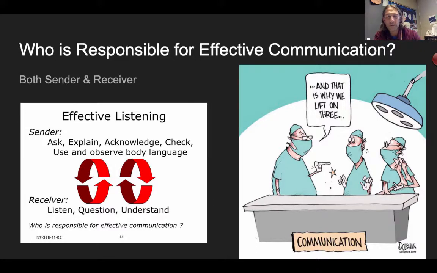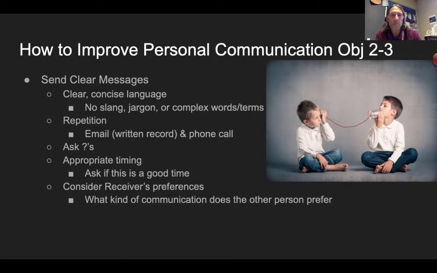Senders and receivers. So when we are sending a message, we have to make sure that we are asking, explaining, checking, using and observing body language. For the receiver, you need to listen, question, understand, and so both need to be active participants or it's not going to work. So how can we improve our personal communication? Here are some clues on sending clear messages.